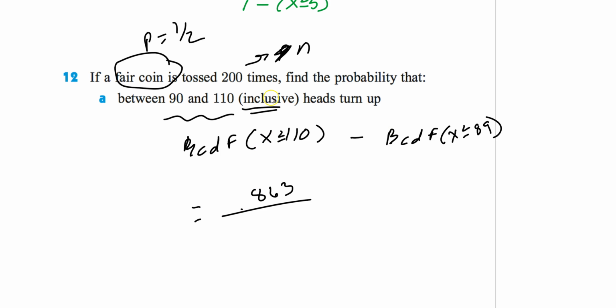So anytime I say inclusive, it's a little weird. It's going to be this one minus that one. If they say inclusive, they want to keep the 90 in, so you can't subtract it off. You have to go 1 lower, 89.